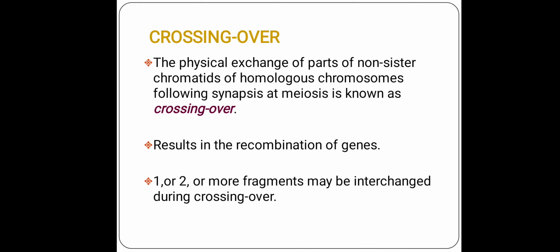It is a physical exchange of parts of two non-sister chromatids of homologous chromosomes following synapsis at meiosis. It results in recombination of genes, means the progeny will be a new one, a recombinant one, a variant one. So, one or two or more fragments may be interchanged during crossing over.